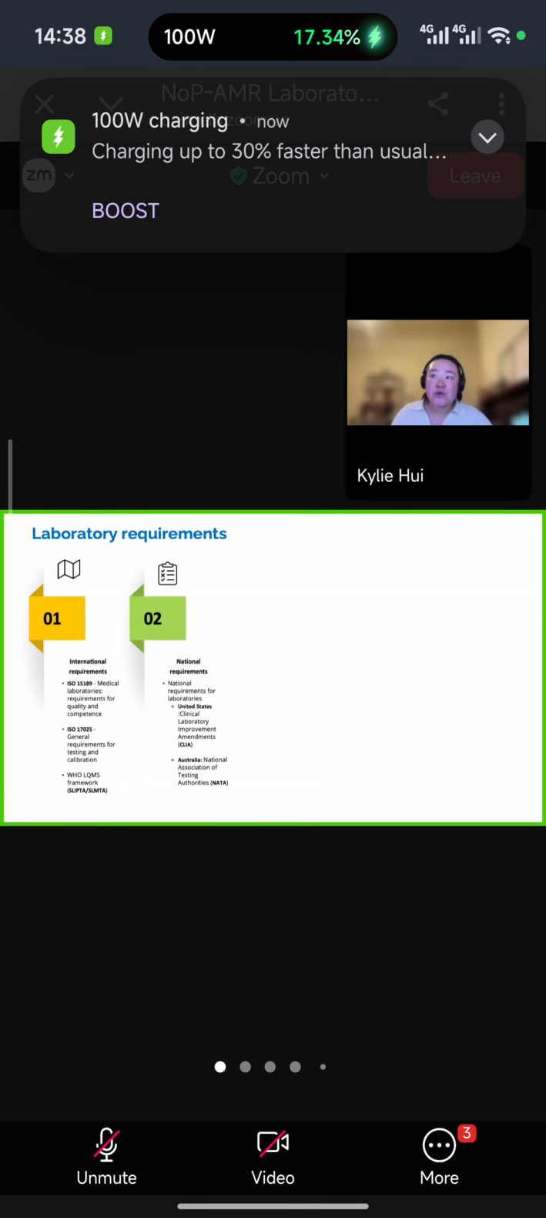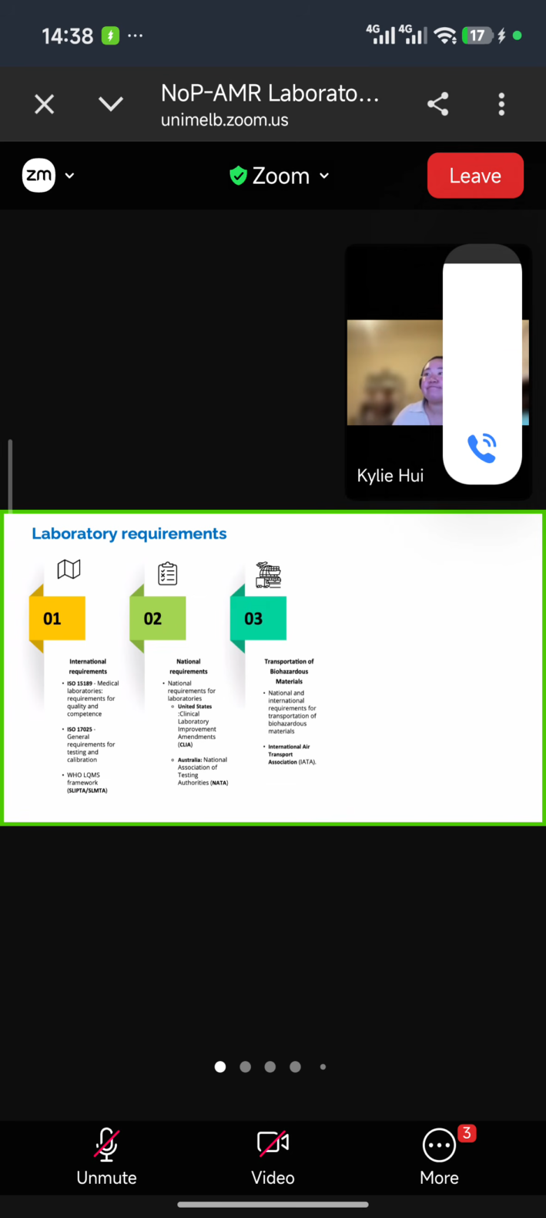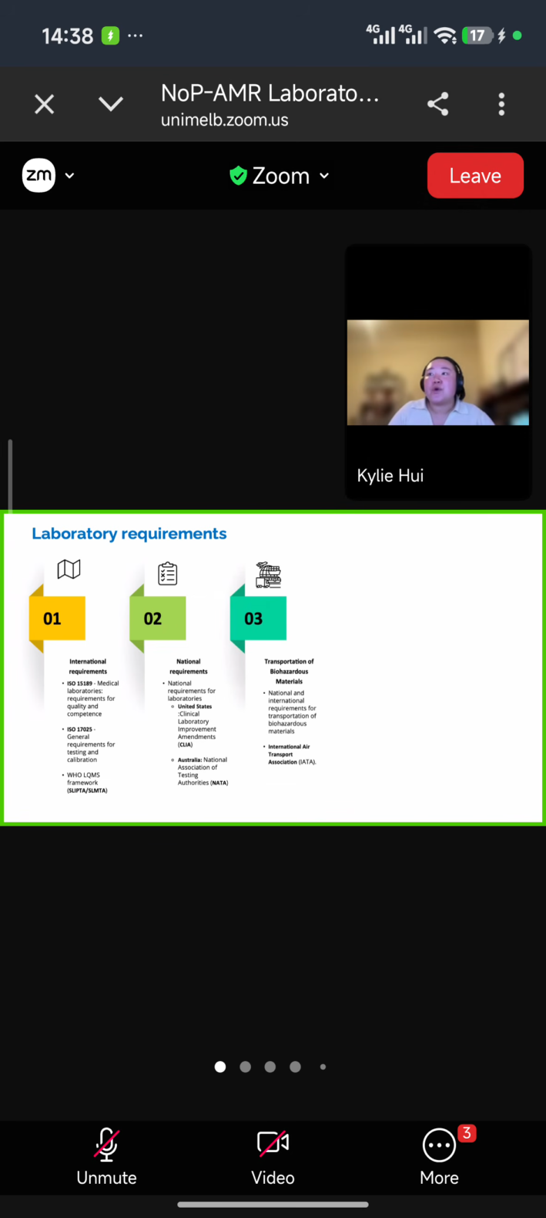There are also some national requirements. Depending on where you are, or if you would like to adopt some, in the United States there's the Clinical Laboratory Improvement Amendments, and in Australia we have the National Association of Testing Authorities, which is called NATA. There are also requirements for transportation of hazardous materials, both national and international requirements for this transport. Most of you will be quite familiar with the International Air Transport Association, which is IATA.